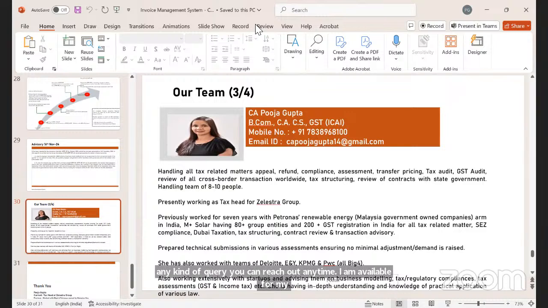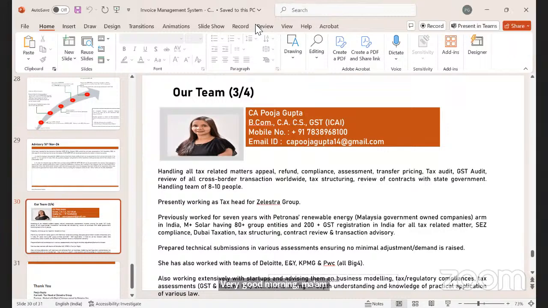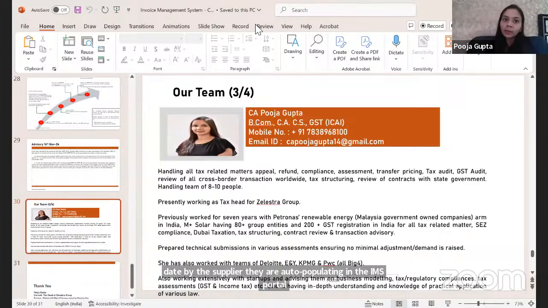Hello, ma'am. I have a query regarding the IMS dashboard. Very good morning, ma'am. Good morning. Ma'am, I have a question: why are the invoices that have not been filed in the GSTR1 till date by the supplier auto-populating in the IMS portal? They are auto-populating in the IMS dashboard, I understand, but they are not going to become part of the GSTR2B. Once you download GSTR2B and file the GSTR3B, they will not become part of the 2B.